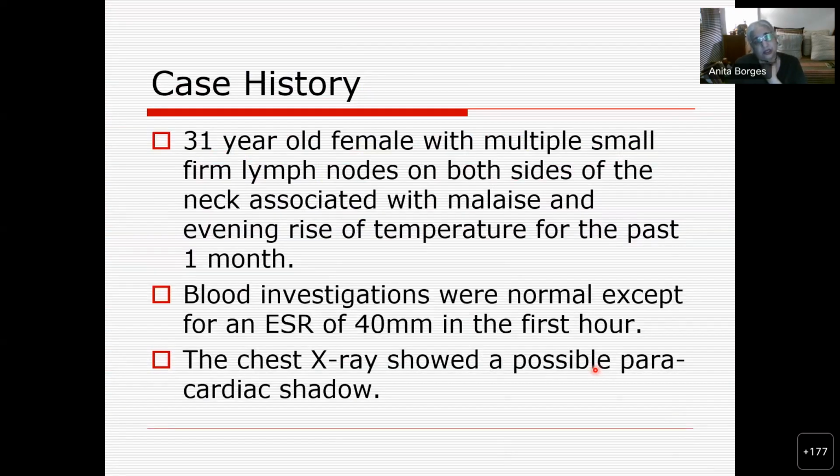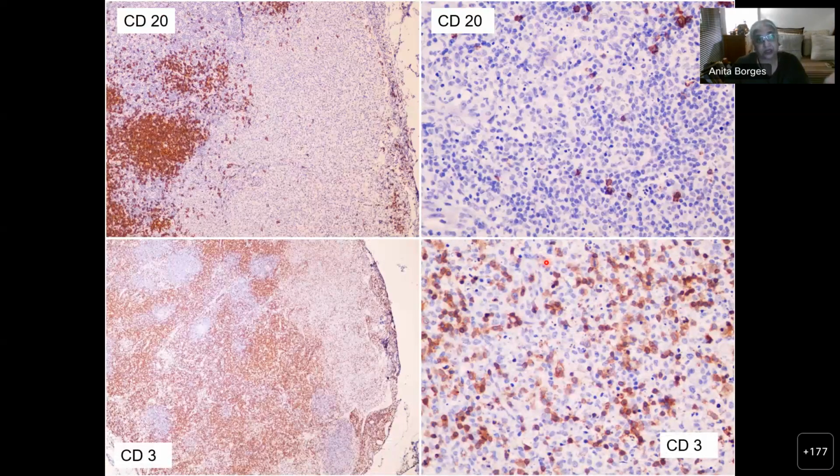The history is a 31-year-old female with multiple small firm lymph nodes on both sides of the neck, with malaise and evening rise of temperature for the past 1 month. Blood investigations were normal. She had a slightly raised ESR, and there was a possible paracardiac shadow. The largest of the lymph nodes was biopsied, and I think the diagnosis is very obvious. Majority have answered Kikuchi's, ma'am. Yes, of course it is Kikuchi's disease, but I want to show you what the immuno looks like.